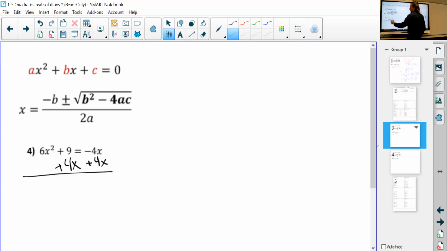Make sure you put this in order. Don't just put the 4x at the very end. So 6x squared plus 4x plus 9 equals 0. This is a 4, I promise.